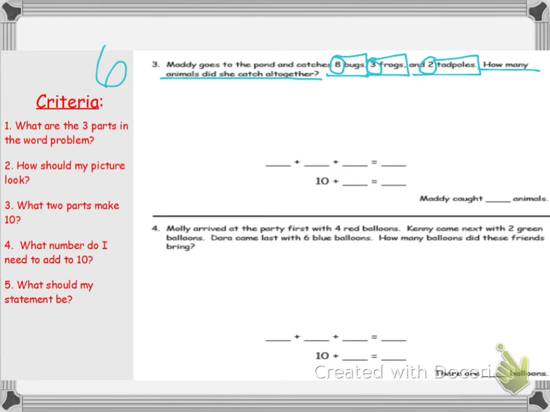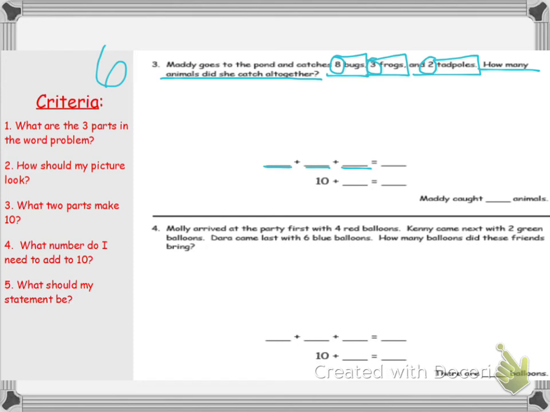Alright, what are the 3 parts in the word problem? What are they? Write it in your number sentence right here. How should my picture look? Draw your picture of all 3 parts. You're doing this on your own. What 2 parts make 10? Circle it. Circle both parts that make 10 in your picture and in your number sentence.